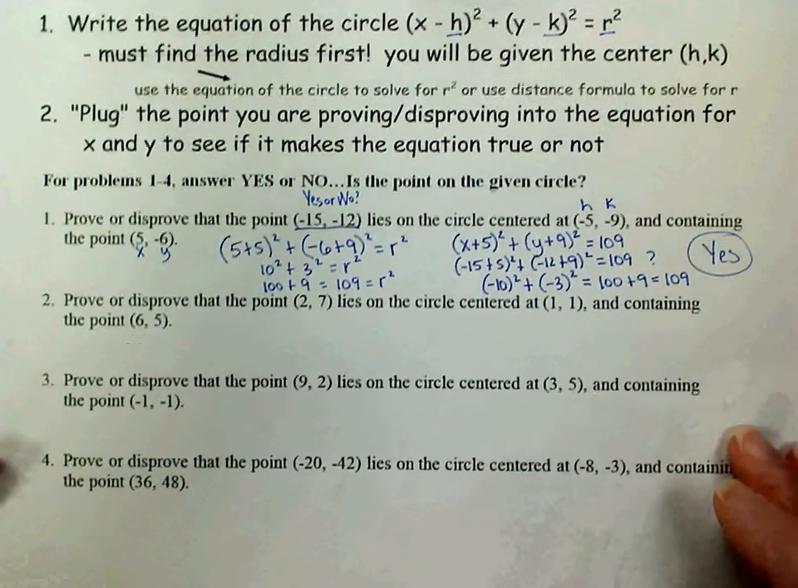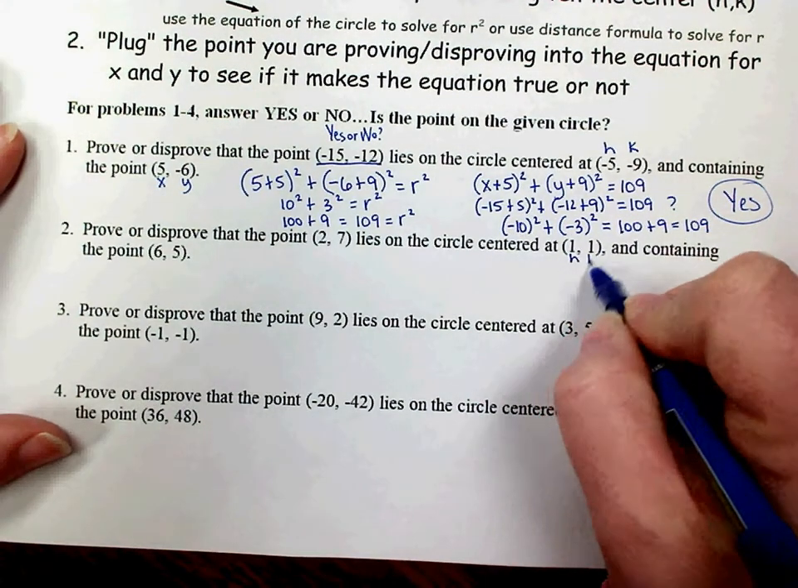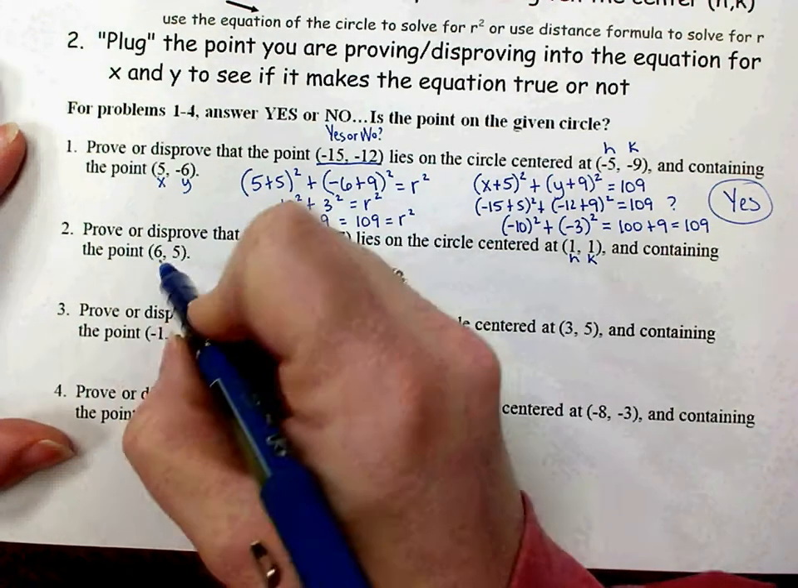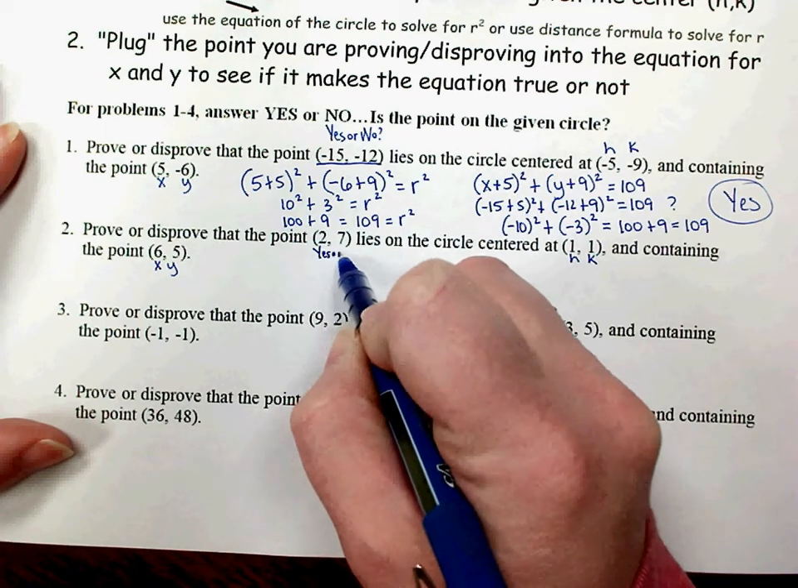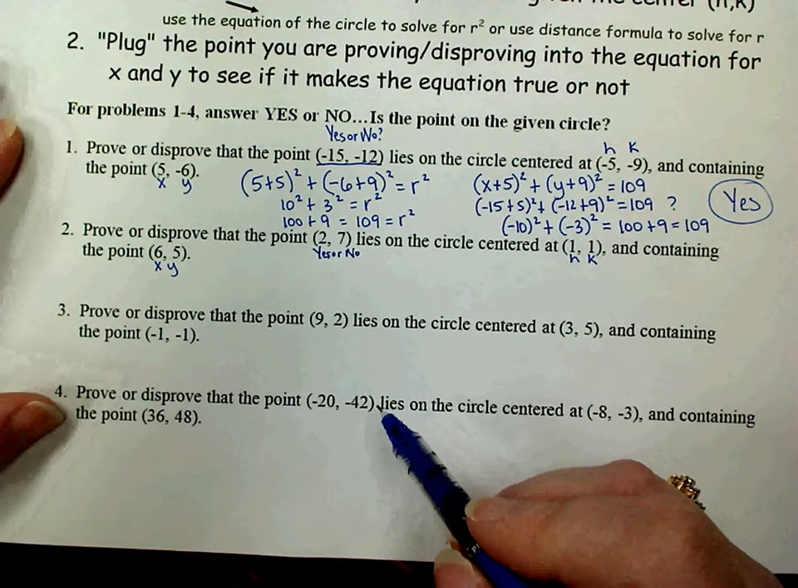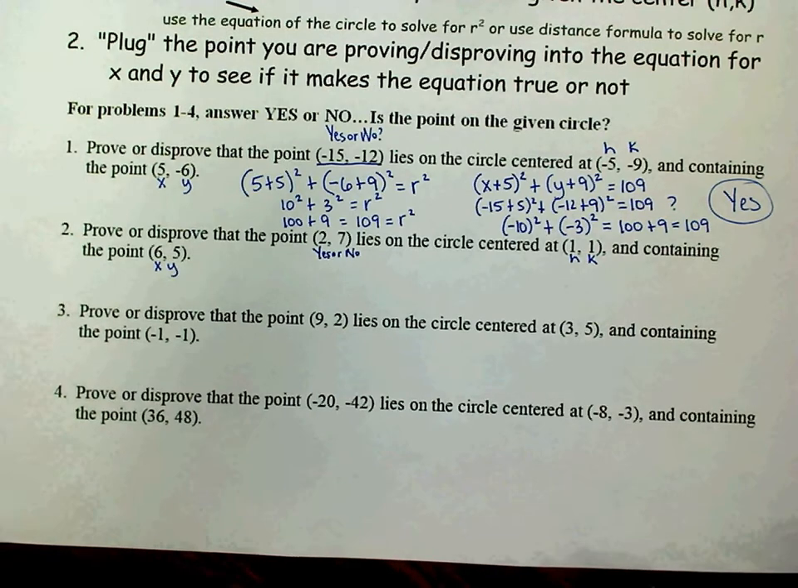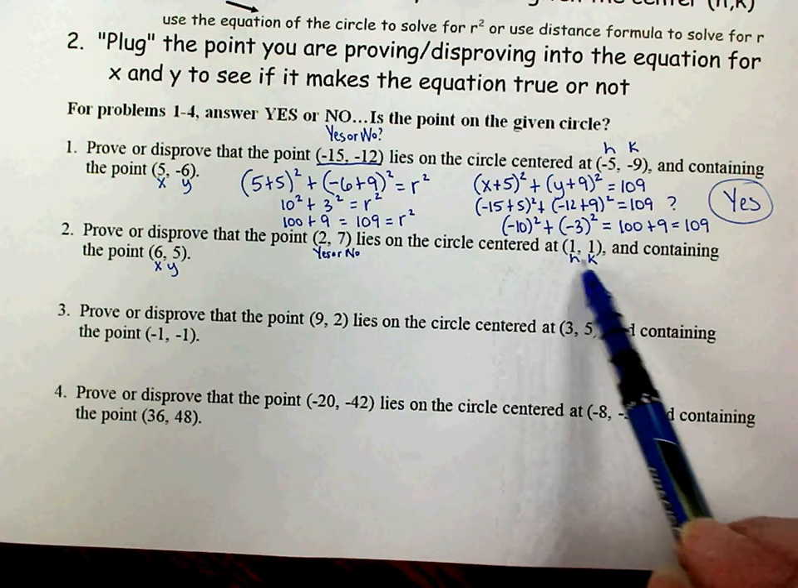Let's look at another one. On number 2, this is our center, 1, 1, and it definitely contains the point 6, 5. This is our yes or no point, 2, 7. So we're going to find our r squared value first by putting the 6 in for x, the 5 in for y, and then our h and k values.